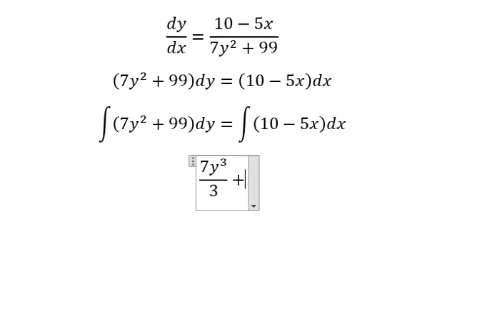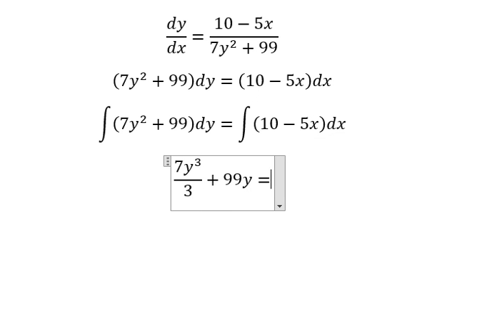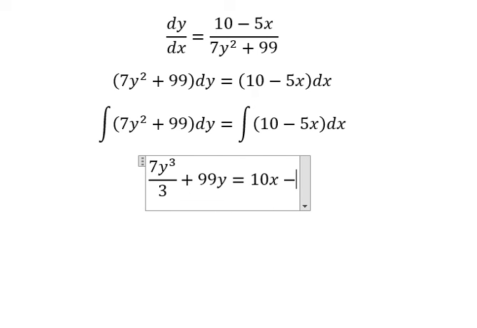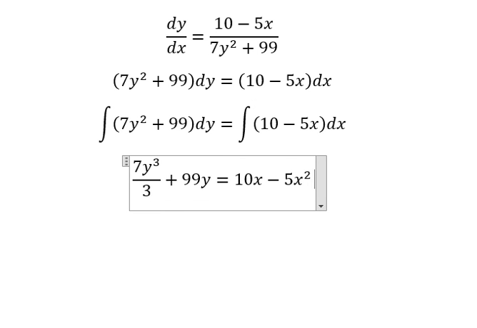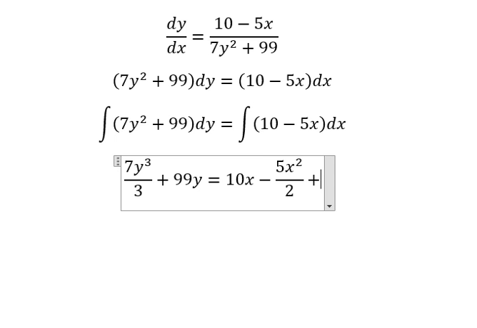The next one, we have 99y. The integration of the number 10, we have 10x. The next one, we have 5x squared over 2. And I will put plus c.